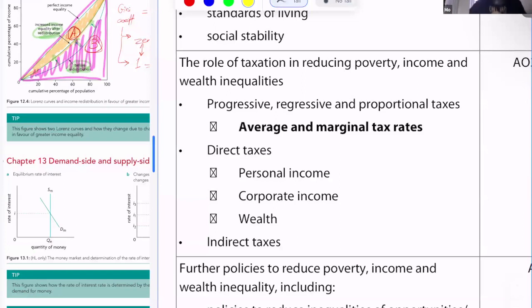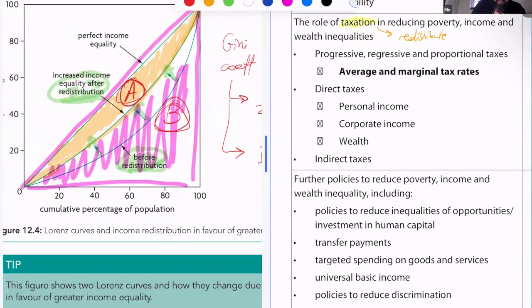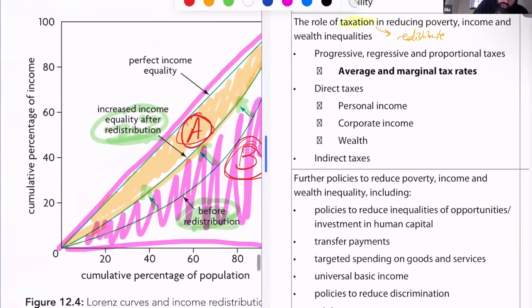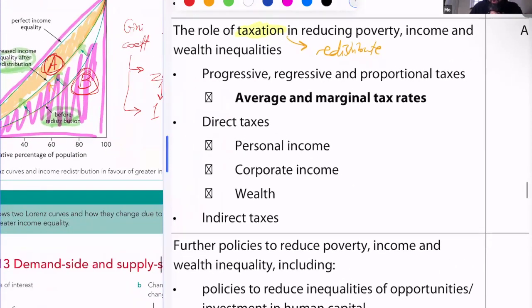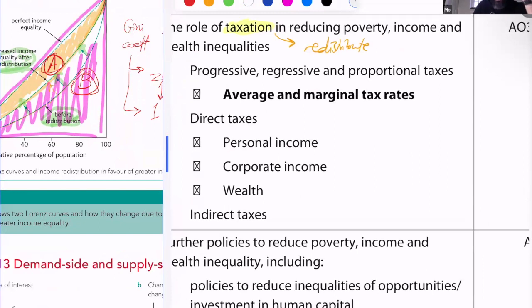So the role of taxation in reducing poverty and inequality. Taxes are one of the most popular ways to redistribute income. Remember, the idea is to redistribute income. By redistributing income, you will move over time the Lorenz curve closer to the line of absolute equality. Now, let's first talk about progressive, regressive, and proportional taxes.